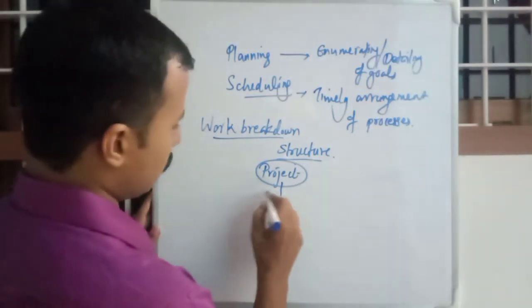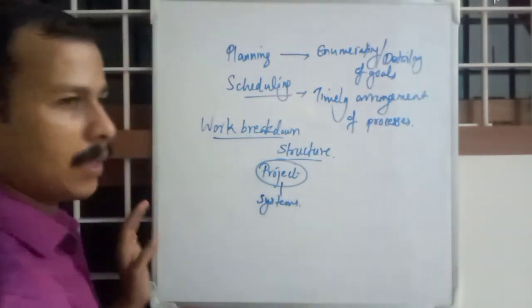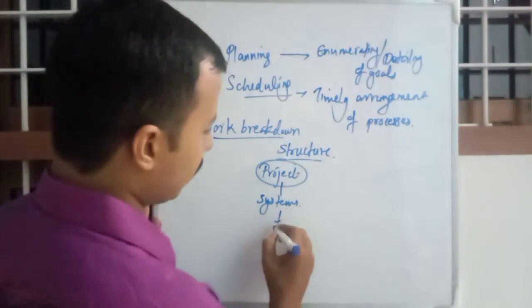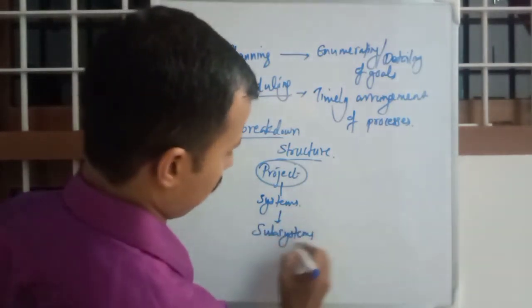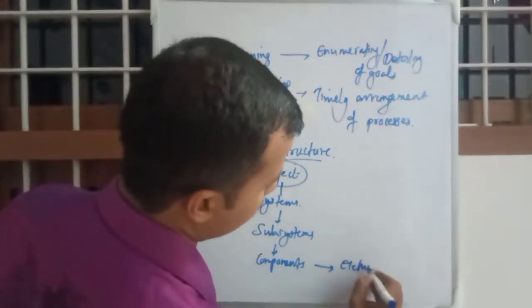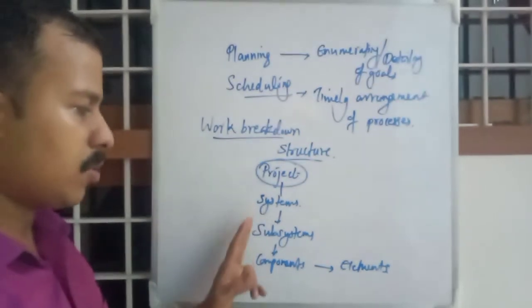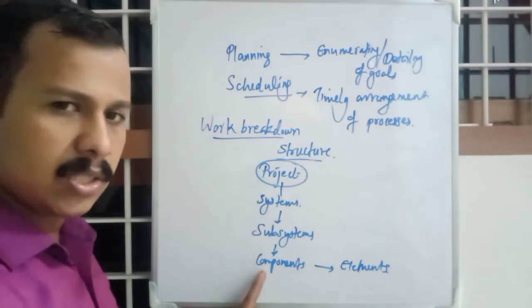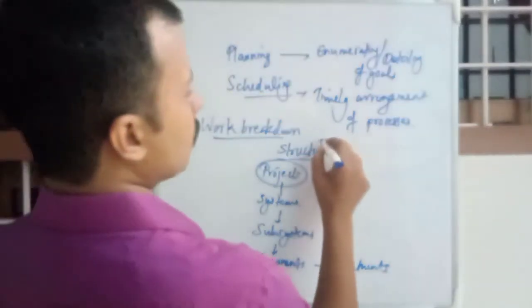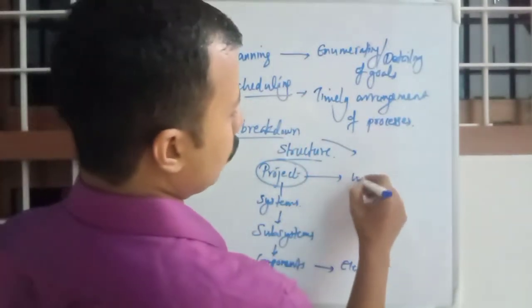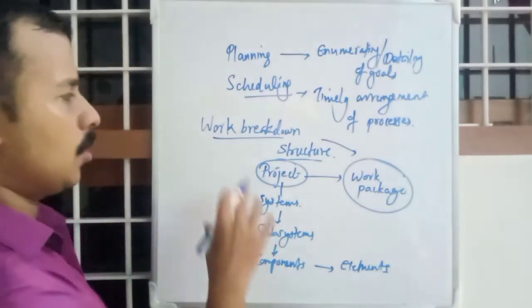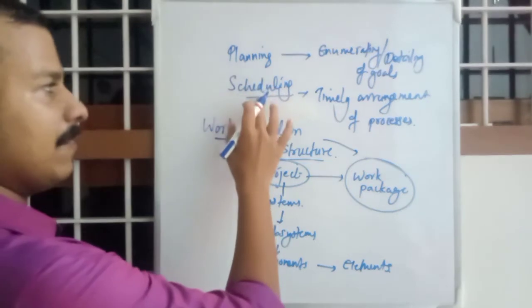And we will divide it into systems. Maybe we will have a security area, a car parking area, some systems. Then we will divide it into subsystems, then into components, and at the end it will be elements. So projects will be divided into systems, systems into subsystems, each subsystem into components, and each component into the primary elements. Generally we also divide projects into work packages. This is also a term used. So we do work breakdown structure in planning, and then we go on to scheduling.